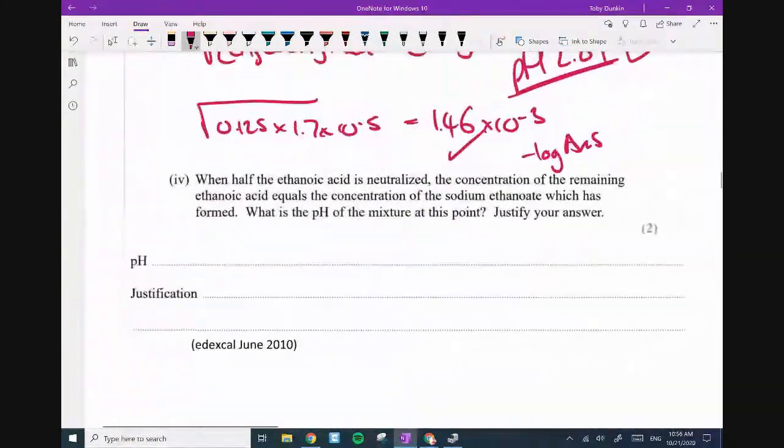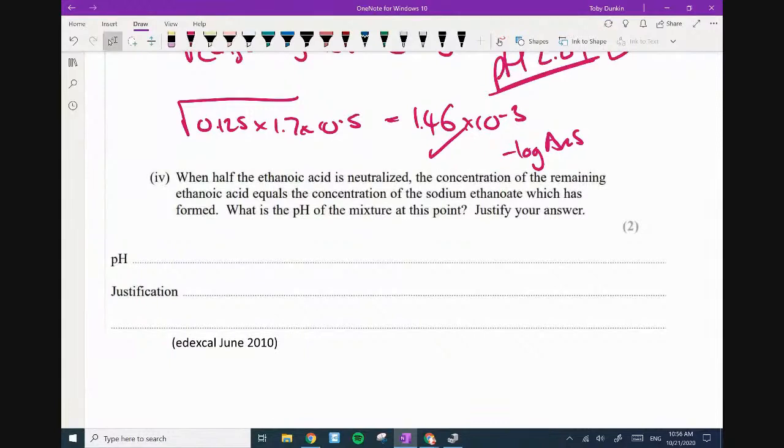Next one. When half the ethanoic acid is neutralized, the concentration of the remaining ethanoic acid equals the concentration of sodium ethanoate, which has formed. What is the pH of the mixture at this point? Justify your answer.